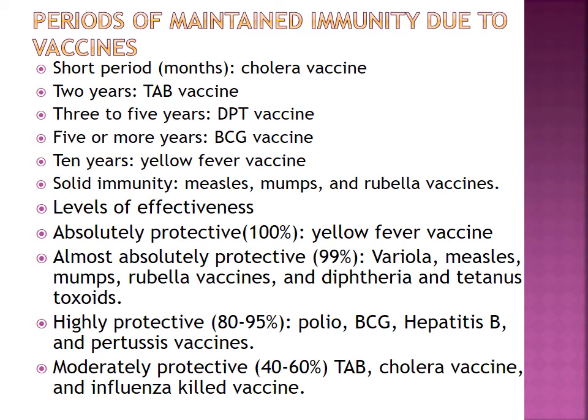Solid immunity is given by vaccination with measles, mumps, and rubella vaccines. The level of effectiveness of vaccines is either absolutely protective, 100% in the case of yellow fever vaccine, or almost absolutely protective, 99%, in the case of variola, measles, mumps, rubella, and diphtheria and tetanus vaccines, or highly protective, such as in poliovirus, BCG, hepatitis B, and pertussis vaccines, or moderately protective, such as in TB, cholera vaccine, and influenza killed vaccine.